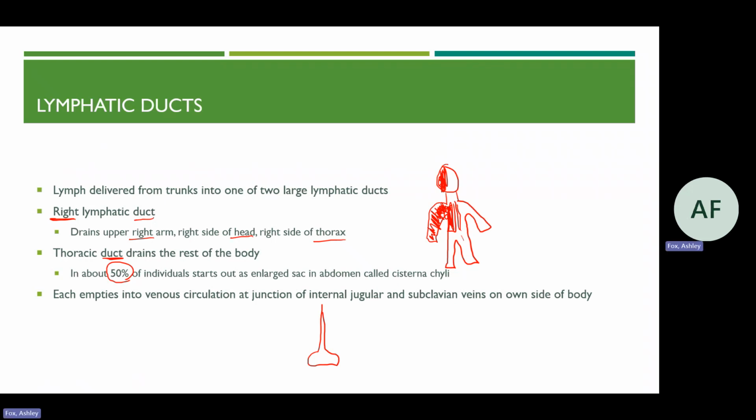Both the right lymphatic duct and the thoracic duct are going to go to venous circulation. So they're going to drain into a vein at the junction of the internal jugular, coming from the neck, and the subclavian veins, coming from the arm. So the right lymphatic duct is going to come in, and the thoracic duct is going to come in, and they are going to join venous circulation going back towards the heart, and then they'll circulate again through blood.